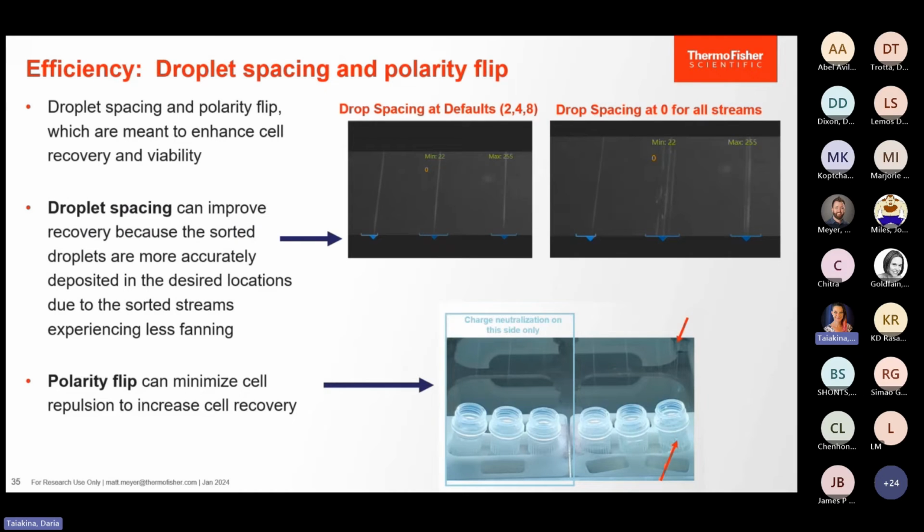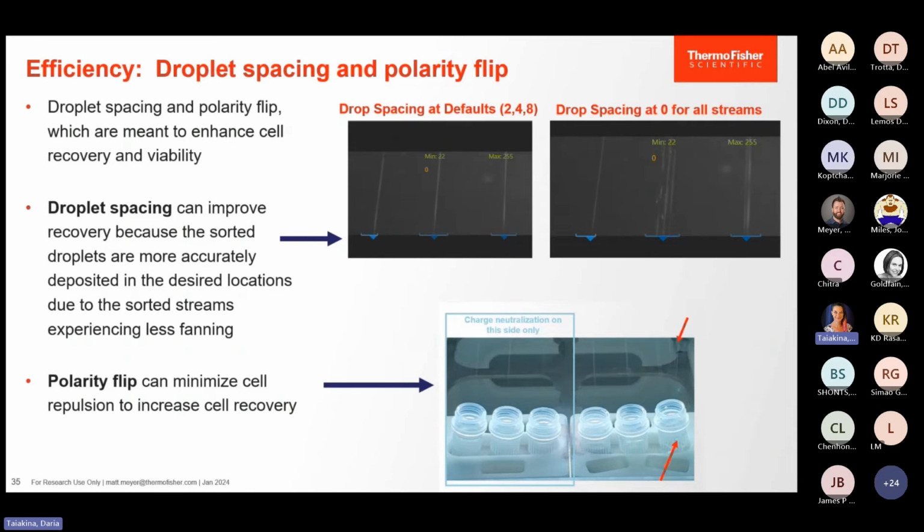Droplet spacing and polarity flipping. Droplet spacing is a really good technique for improving recovery, but it will have an impact on efficiency, and that's why I included it in this section. The actual efficiency will go down because you're telling the system that you don't want to sort if your target sort decisions are too close together.